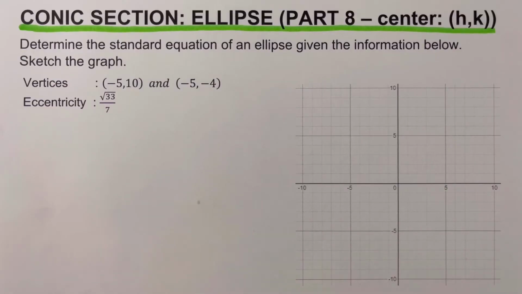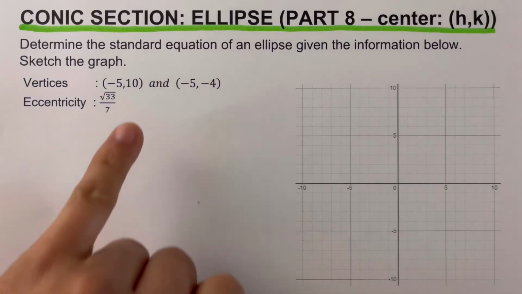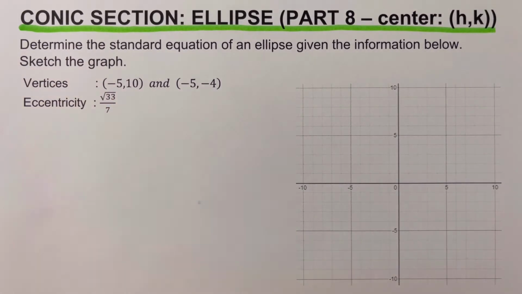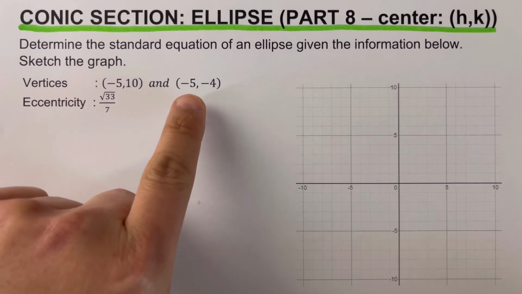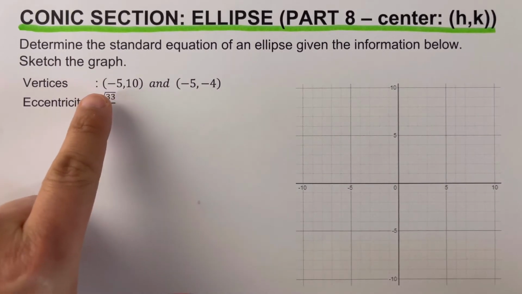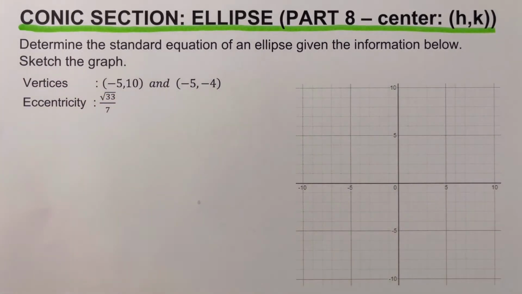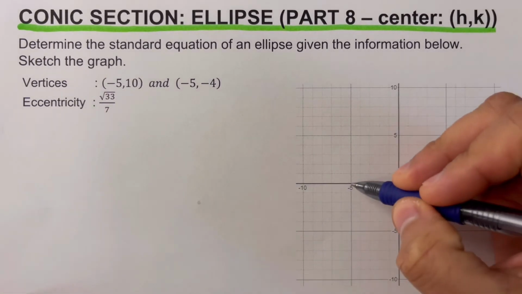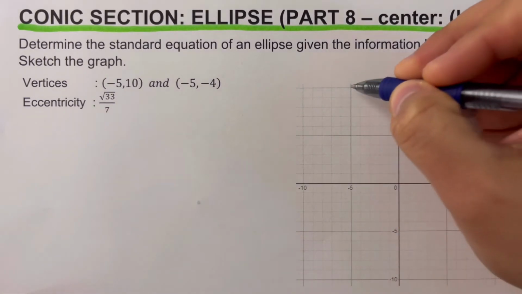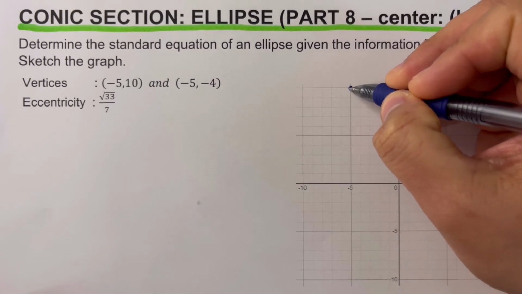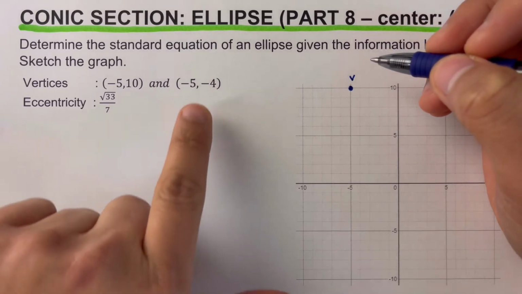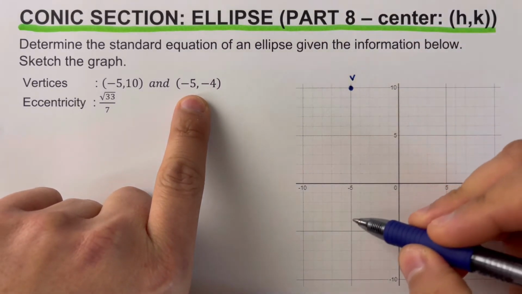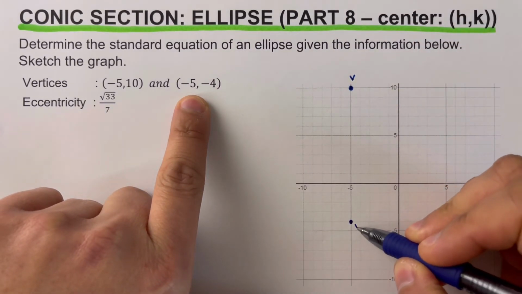Okay, going back to the problem right here, we are given the coordinates of the two vertices, which would be -5, 10, and -5, -4. So we're supposed to sketch these two dots here. These are, again, the vertices. So that would be on -5 and 10. So this is our first vertex. And the other vertex is on -5, -4. So this is the other vertex.